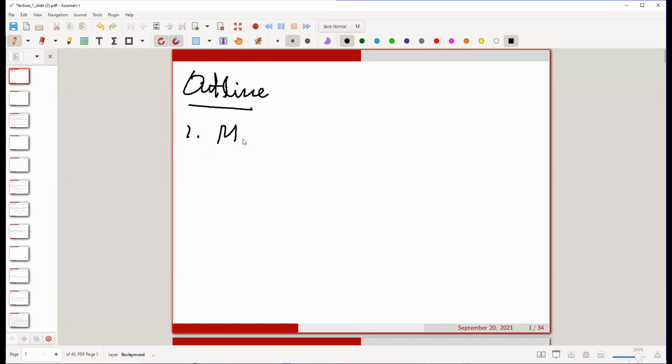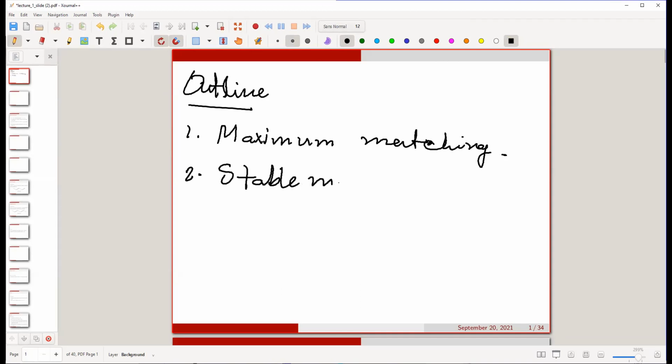First, we are going to look at some problems related to maximum matching. Basically, how to compute it, so we are going to look at the Hopcroft-Karp algorithm. And after that, we are going to see stable matching, which is basically matching with preferences, and the preferences are on both sides. So these problems are all on bipartite graphs.